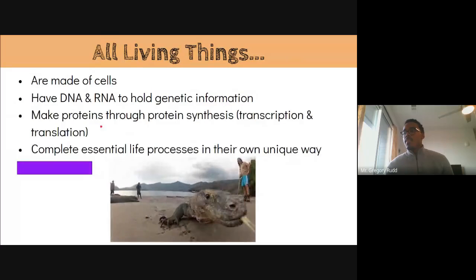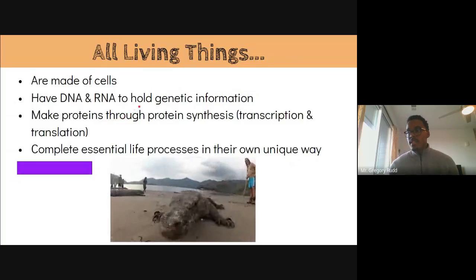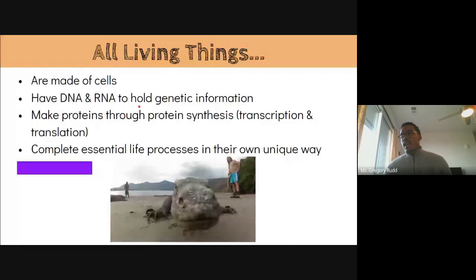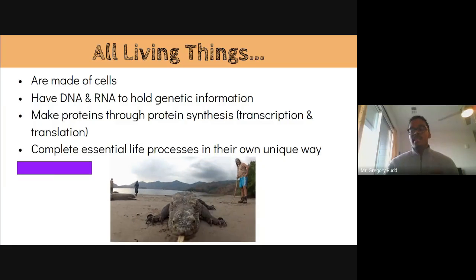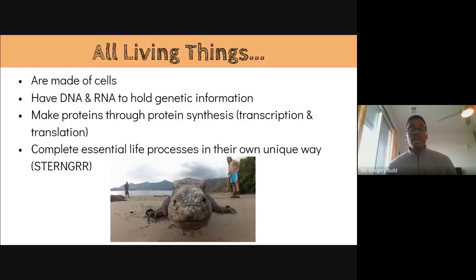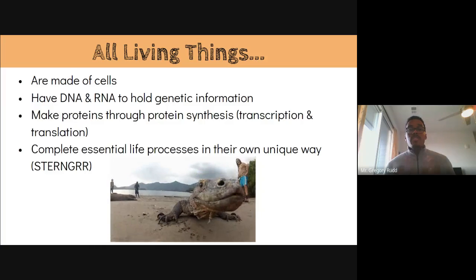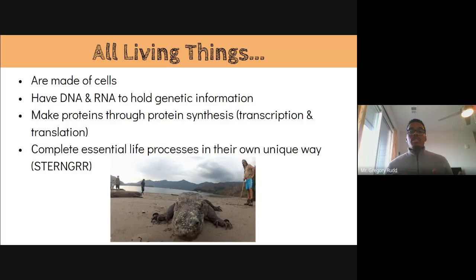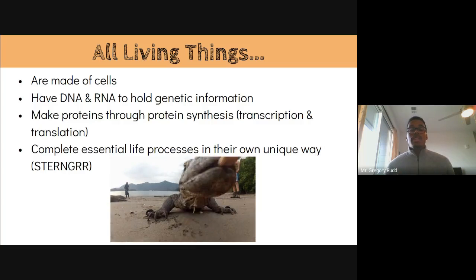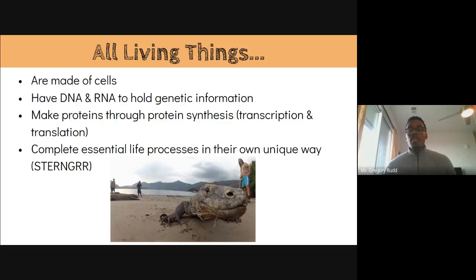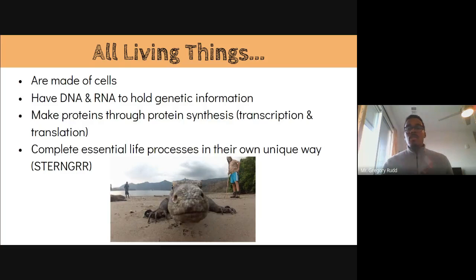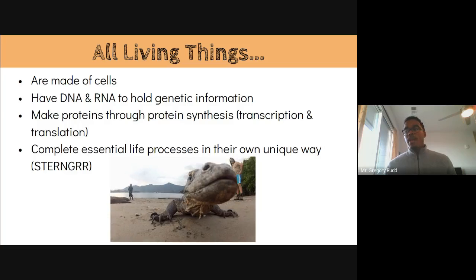All living things make proteins through protein synthesis, and this is a process that we will review on the next slide. And all living things complete essential life processes in their own unique way. Those essential life processes, we use the acronym STRNGR to describe. STRNGR stands for those 8 essential life processes that we see universally in all life forms. Although they might accomplish those 8 processes in their own way, we see them still having to do those 8 processes.